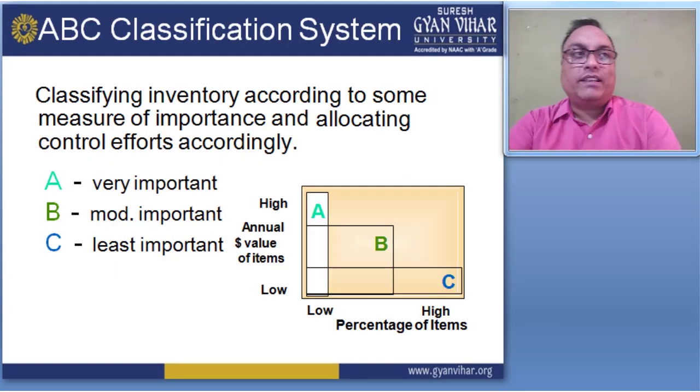And next thing is ABC analysis, a classification system. In this ABC analysis, items are classified into three groups: class A items, class B items, and class C items. The inventory is classified according to some measure of importance and control efforts are allocated accordingly. A is a very important item, B is a moderately important item, and C is the least important item.